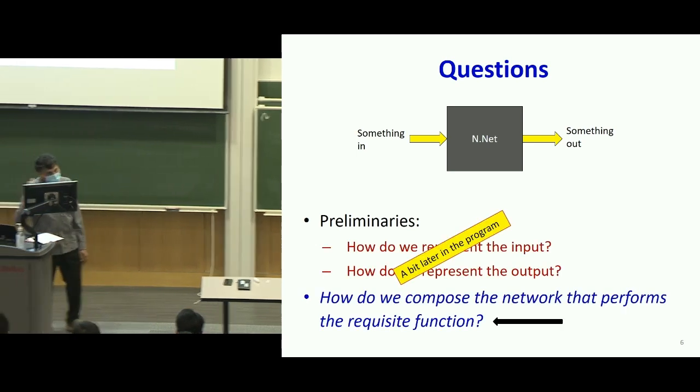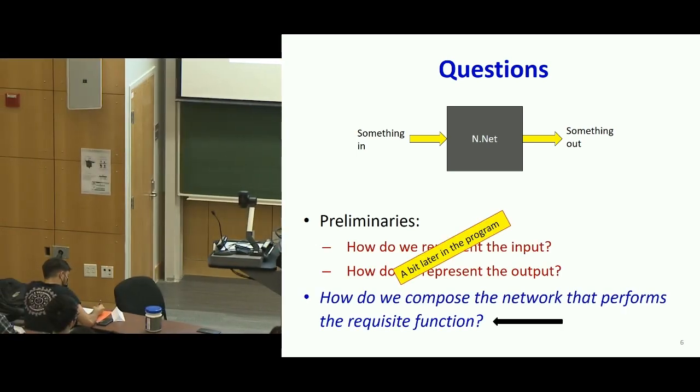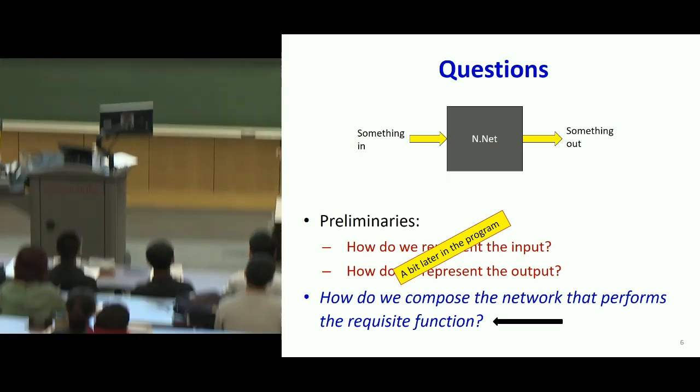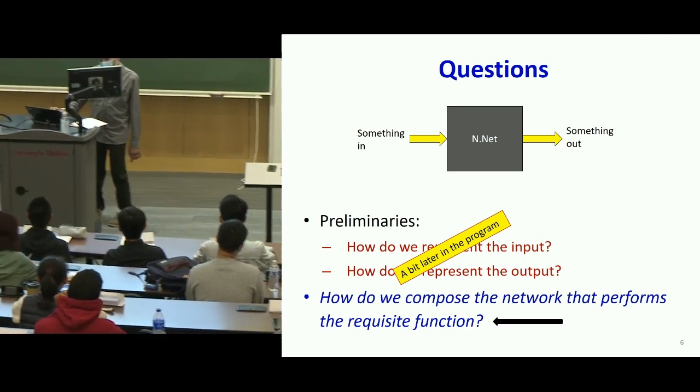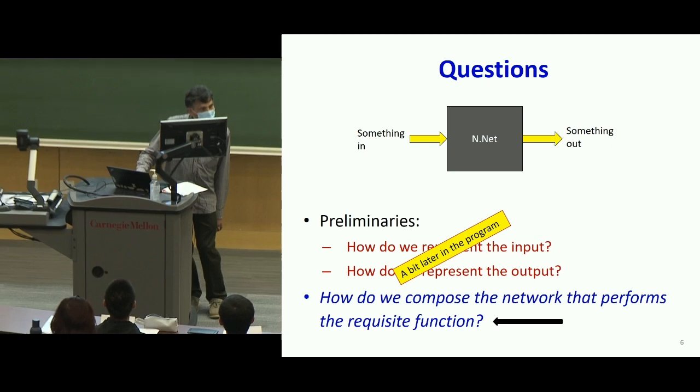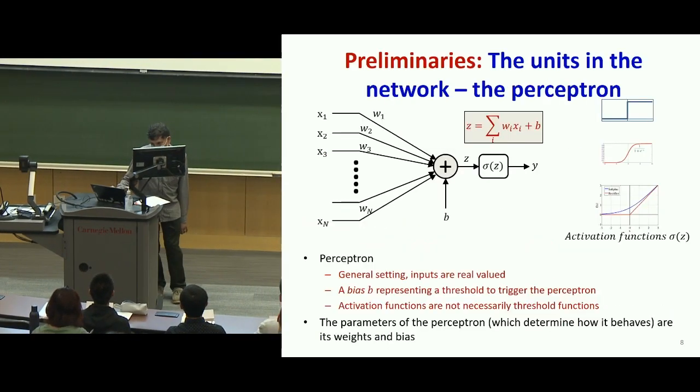Now, for now, we are not going to look at the problem of representing inputs and outputs. We will do this tomorrow or in the next class. We are going to focus on how you compose the network that performs the requisite function.